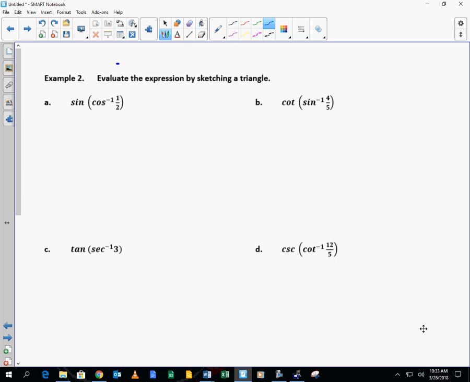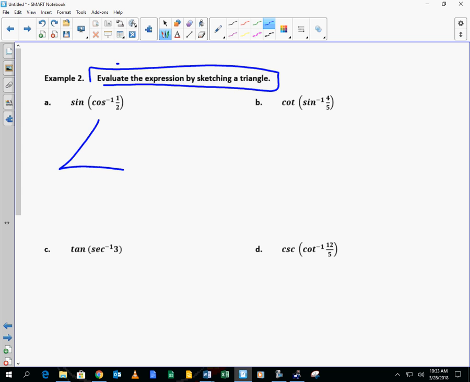Okay, so here's what we want to do. We want to evaluate this expression by sketching a triangle. It says, what's the sine of cosine inverse of 1/2? Some of you might recognize that the cosine inverse of 1/2 is 60, and that the sine of 60 is root of 3 over 2. But we're going to do it by drawing a triangle, because trust me, I don't think you know how to do the last one, do you?